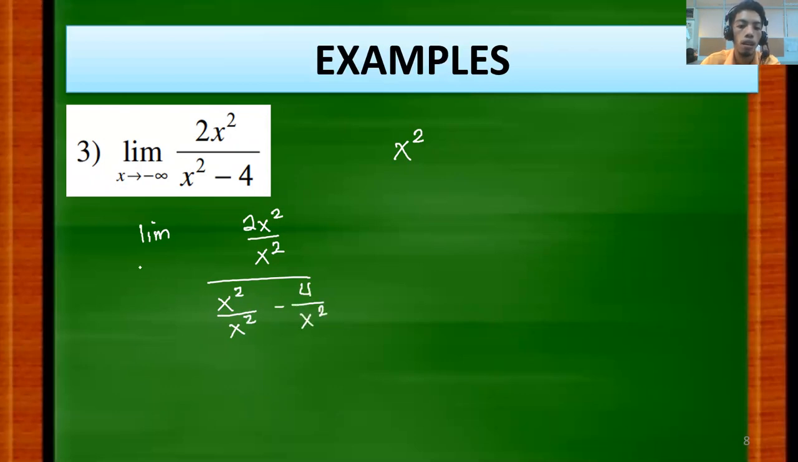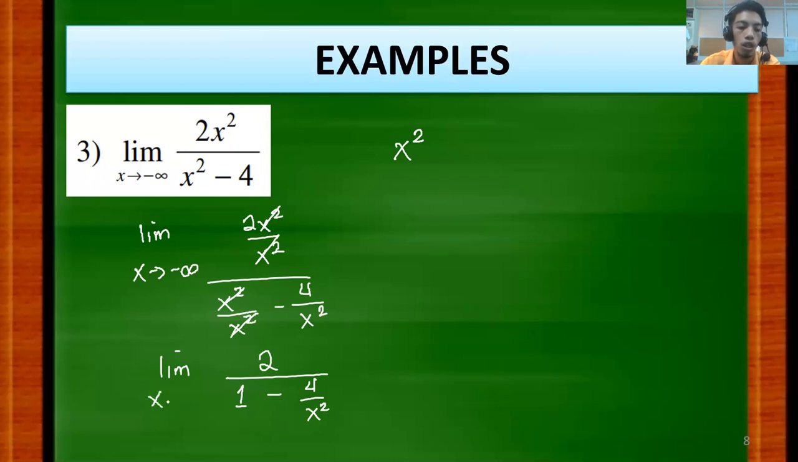Now, the limit approaches negative infinity. Simplifying this, we have to cancel x squared because they are common factors. So what remains is the limit of 2 over x squared divided by x squared, which also cancels. When divided, the answer is 1. Right? When the numerator and denominator are the same, that's understood to be 1. And then minus 4 over x squared.